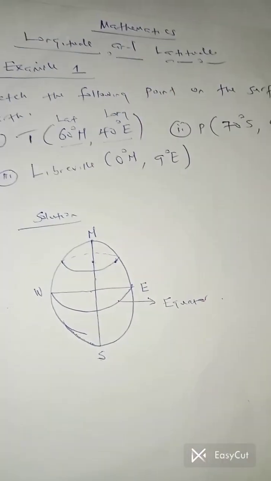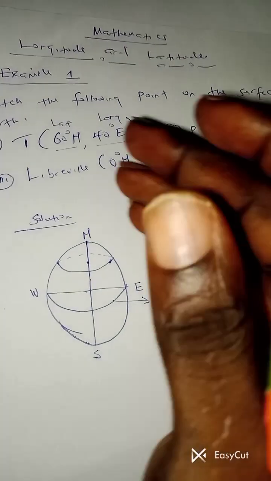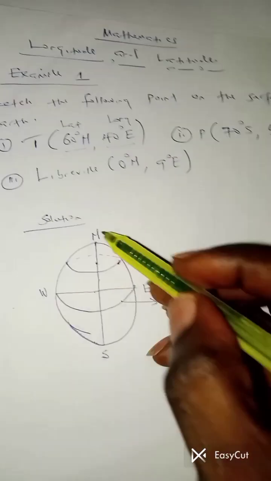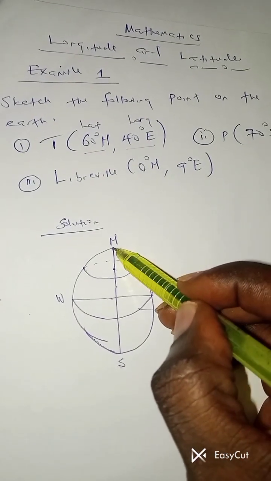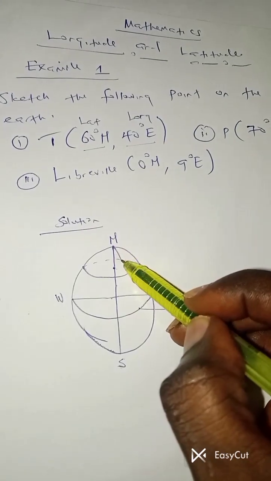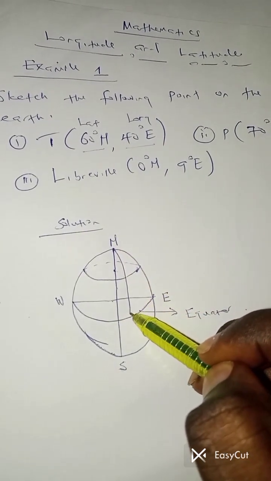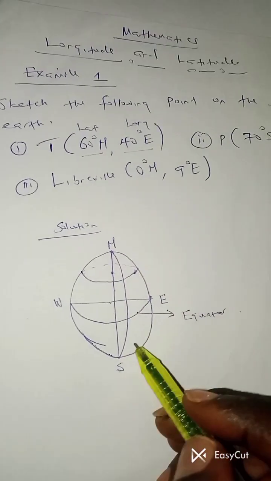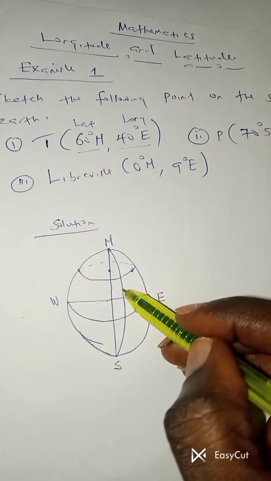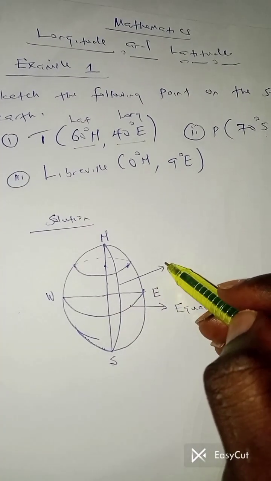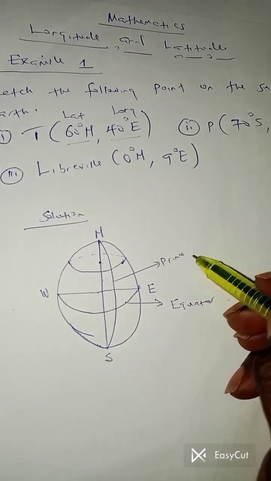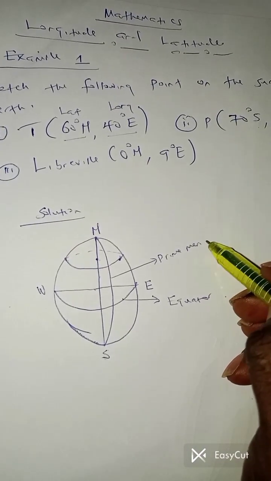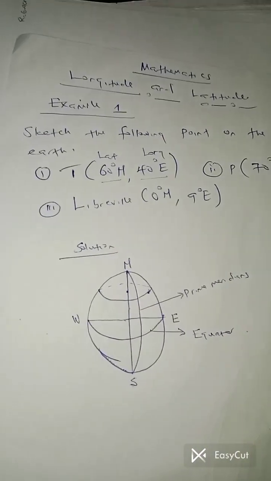Here is 40 degree east, so I'm going to have a cut to the right hand side. So I'm going to have something like this. But before that, I need to first draw my reference point for lines of longitude too. So my reference point for every line of longitude is my prime meridian. Prime meridian. So don't forget that.